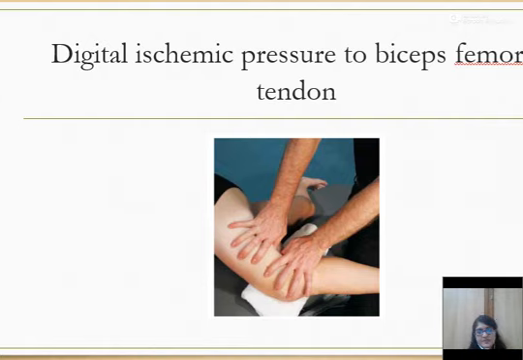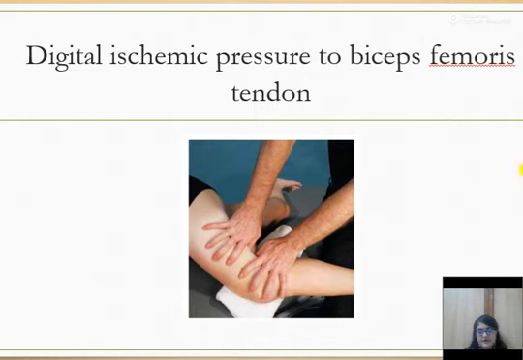This is the digital ischemic pressure which is given to the biceps femoris tendon. If there is any tenderness at that particular point, then digital ischemic pressure to the biceps femoris tendon can also be given to break those tender points or trigger points. So this was the treatment of the hamstring muscle strain.